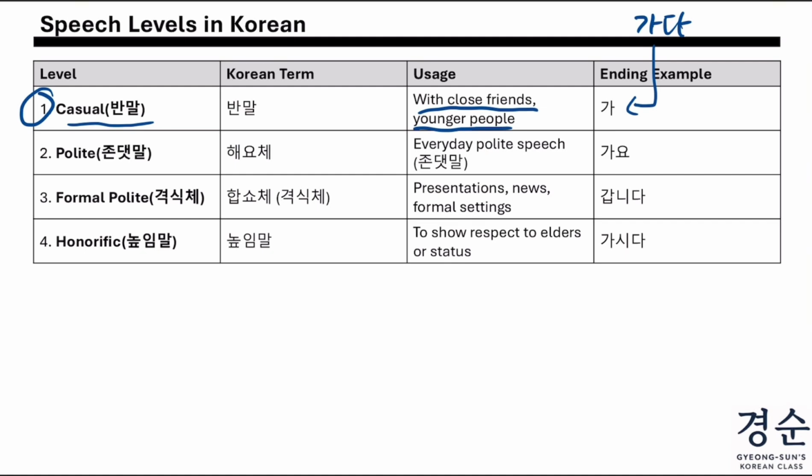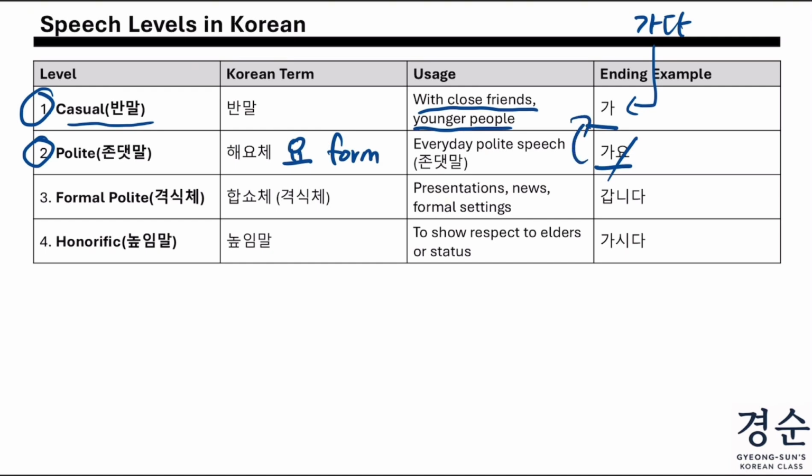And the second level, which is polite, is also known as 존댓말 in Korean language. Basically, it's the yo form, which is the most commonly heard form, the polite form. So everyday polite speech. 가다 becomes 가요. The difference between this and this is just removing yo. Basically, you get this one.